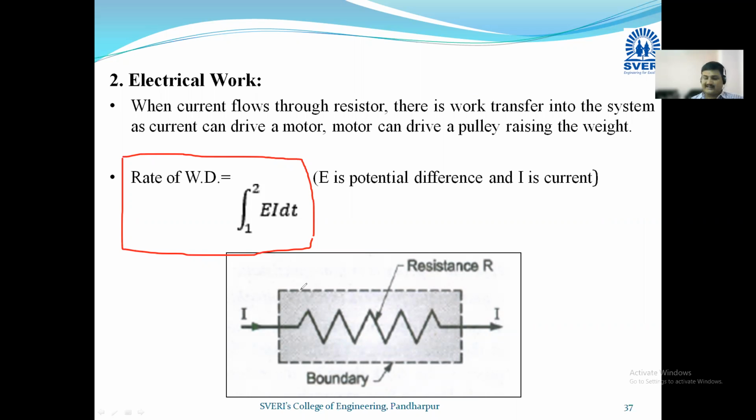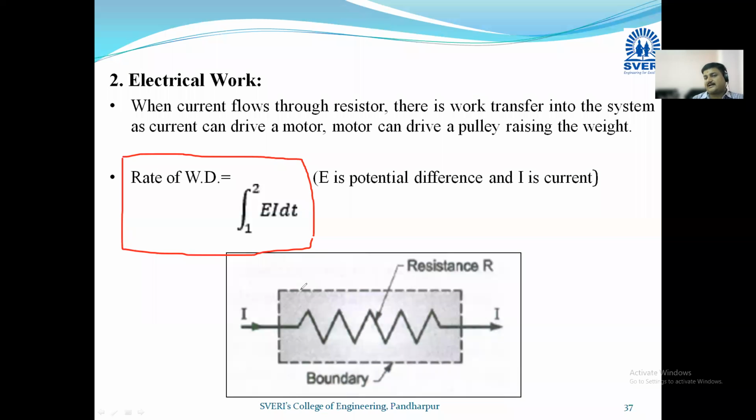ज्यावेळी करंट फ्लो करत असतात त्यावेळी तिथं रेजिस्टन्स असतो, and when it is flowing by opposing to that particular resistance, work is done. Okay, and rate of that work done, rate म्हणजे काय? With respective time. Current with respective time flow होत असतो. Okay, and it is indicated by the formula integration of 1:2 EI dt. Have you written it? Yeah. Write it down.